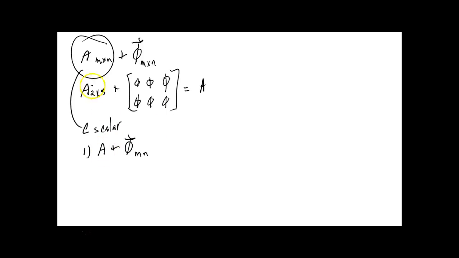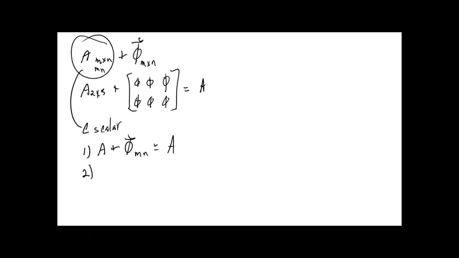If you add A, which is an M by N matrix, to the zero matrix of the same size, then you still get the matrix A. There's your first property, as we were discussing before.